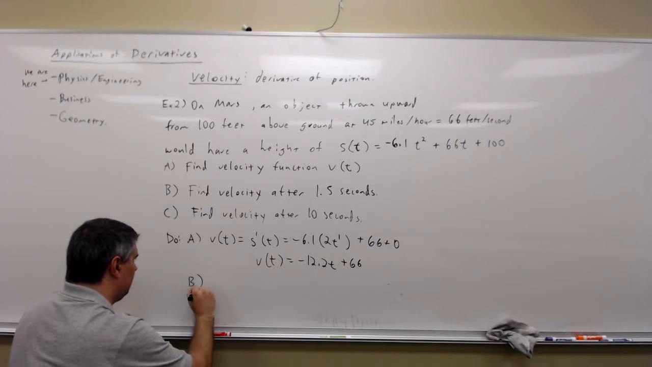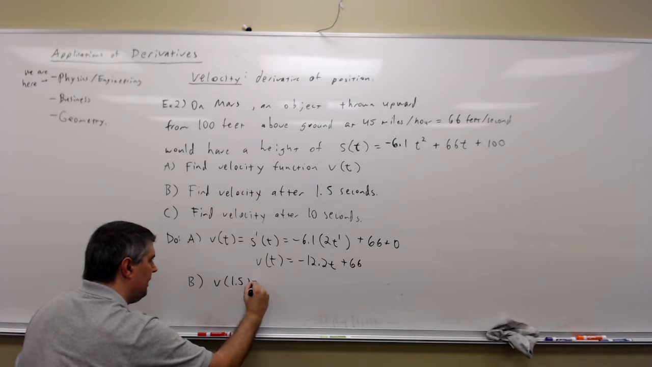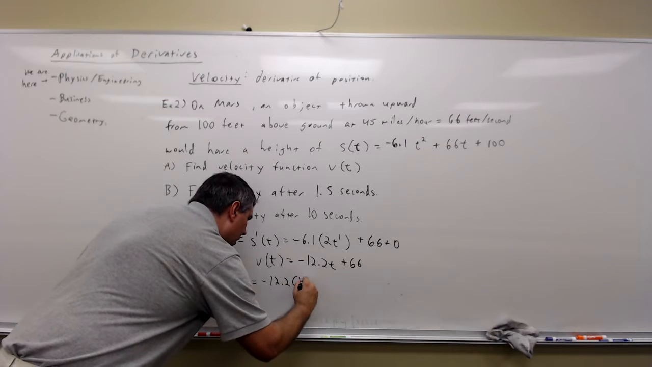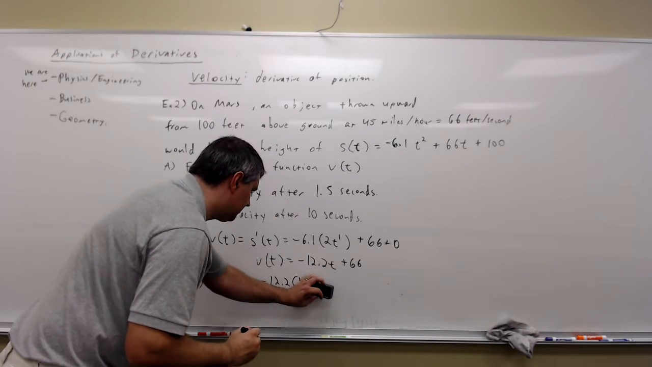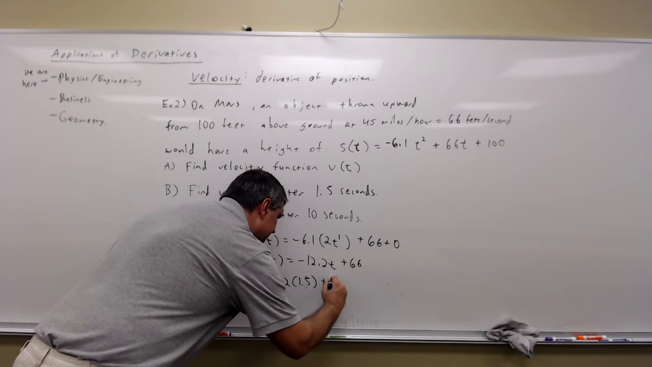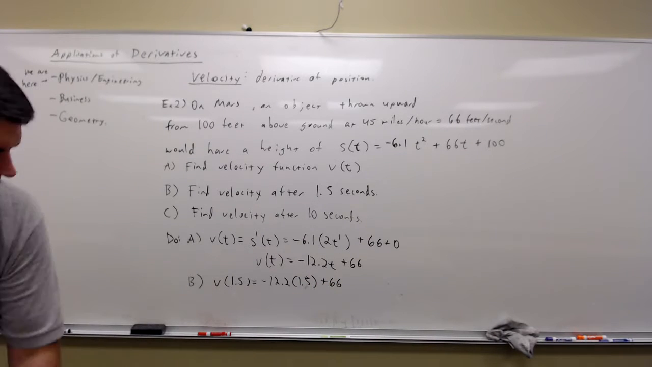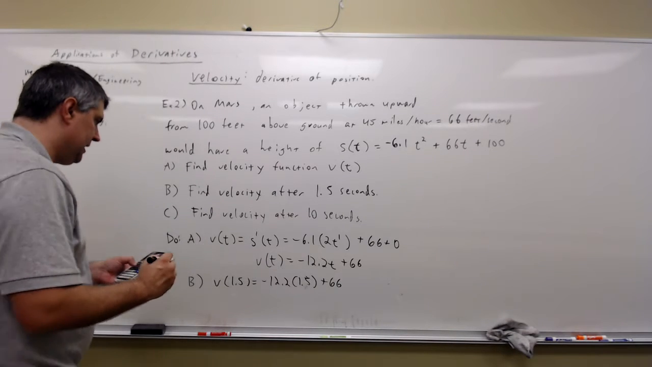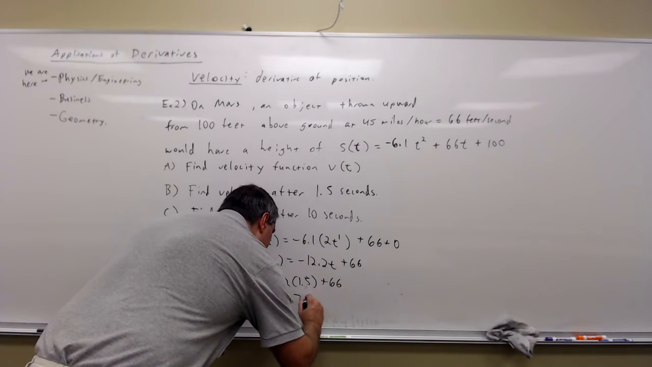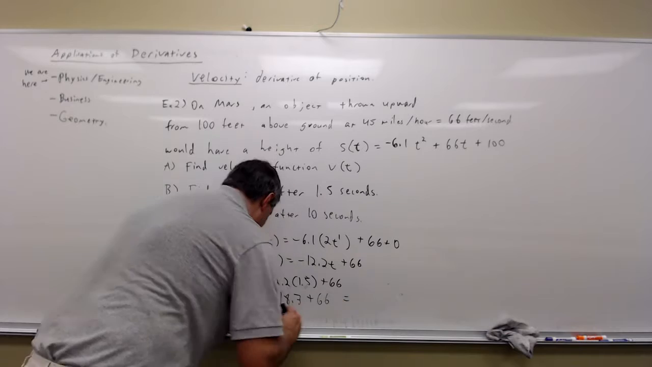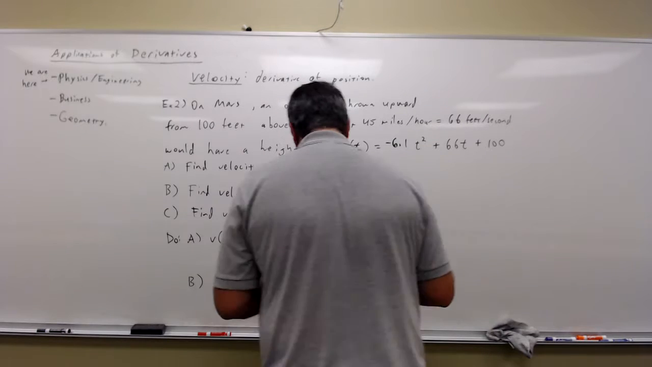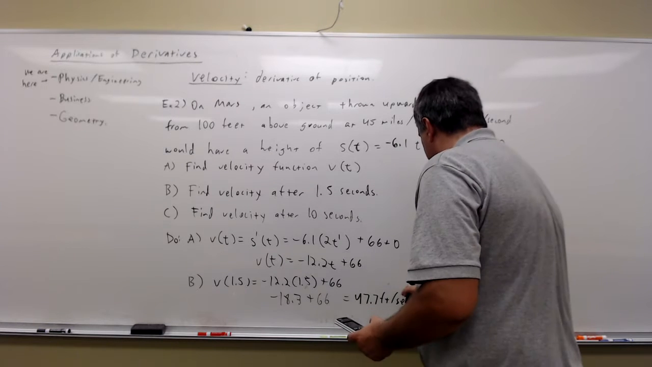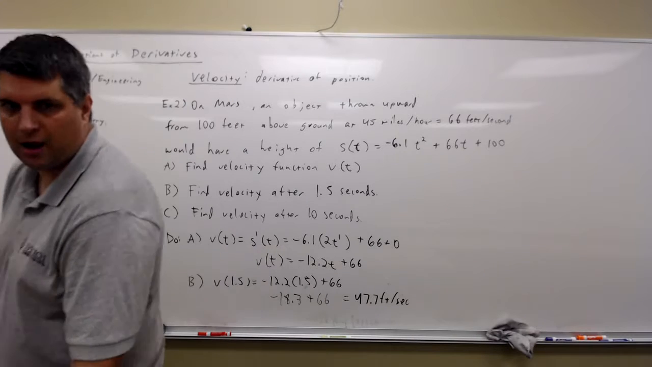B, v of 1.5 equals negative 12.2 times 1.5 plus 66. So, negative 12.2 times 1.5 is negative 18.3 plus 66. That is 47.7 feet per second. Still much faster than it would have been on Earth, as we saw in example 1.